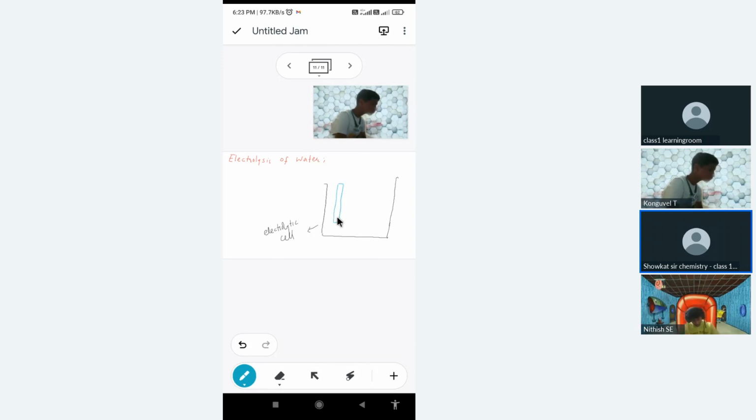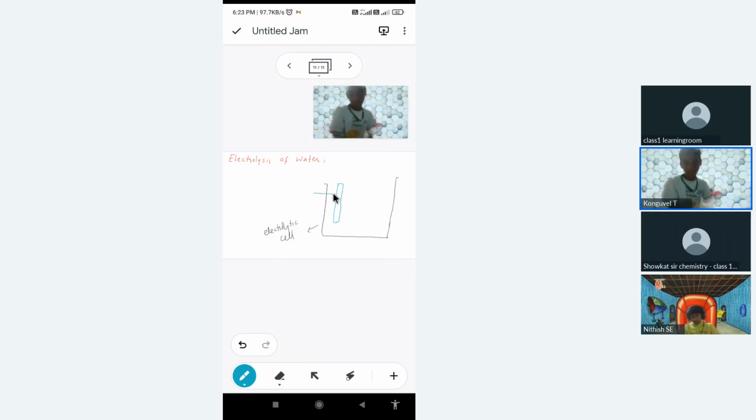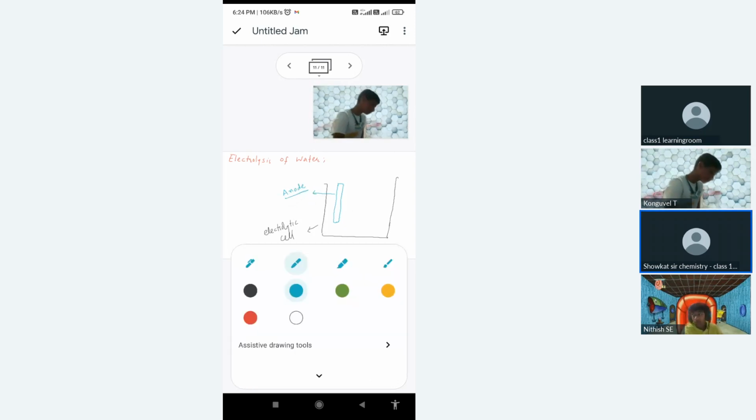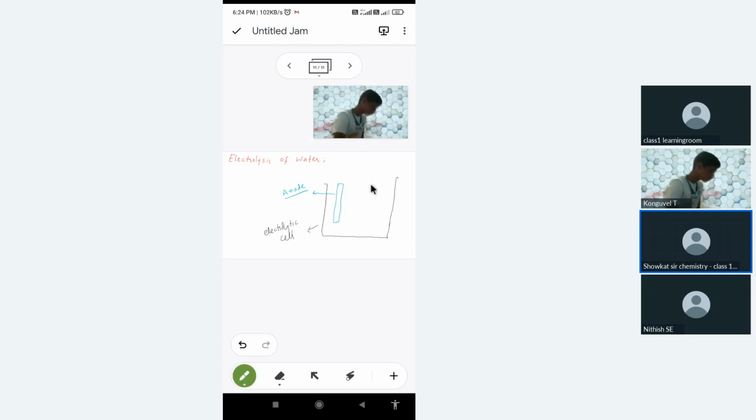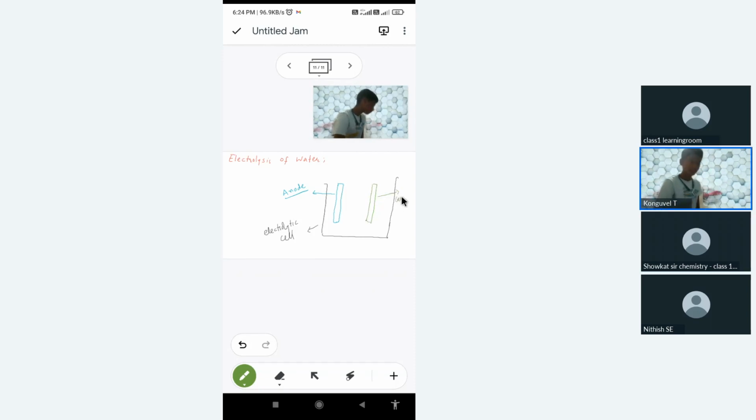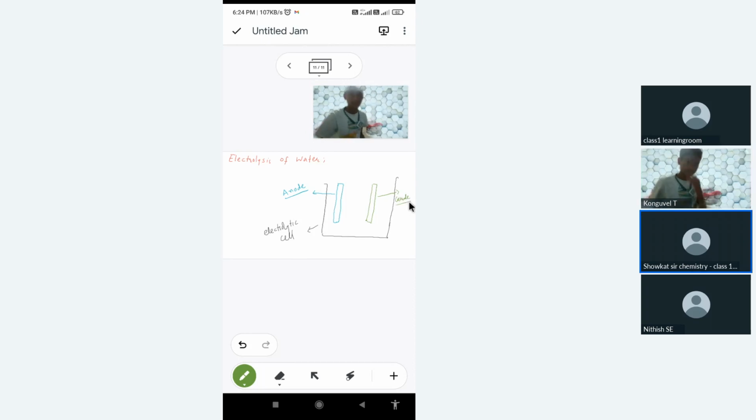Have you heard these two names, anode and cathode? Anode is the positive terminal and cathode is the negative. Okay, I will tell you that this is one of the electrodes known as anode, and then we have another electrode which is known as the cathode. So this is your cathode. Anode is positive. So anode is which pole? Positive. And cathode is your negative pole, right?